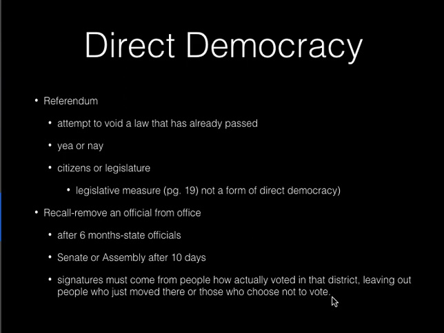There's procedures that take place. You have to get signatures. They have to be approved. And for these signatures, it has to be people that actually voted in their district. And you can't get people that just moved there either, or that chose not to vote. So this is a little bit harder to do a recall.